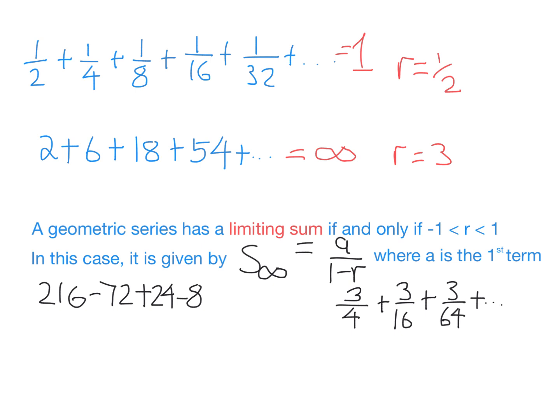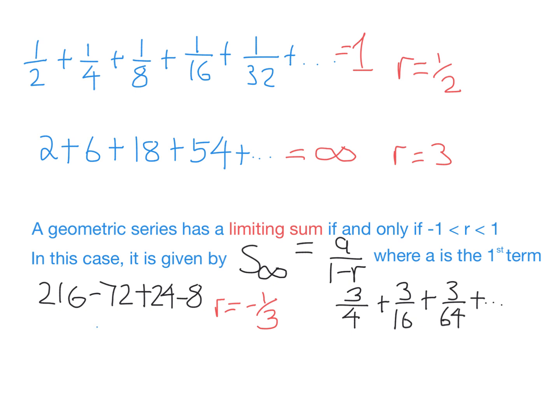So if there is a limiting sum, we write it as S infinity, the sum of infinitely many terms, and the value of that sum is A over 1 minus R, where A is the first term. So if we look at something like this, it is geometric and will have a limiting sum. The reason, how you can tell quickly, is the R value is equal to -1/3. If you're not sure of the R value, take any term and divide by the previous term. -8 divided by 24 is -1/3, -72 divided by 216 is -1/3, and so on. So we know that it has a limiting sum.